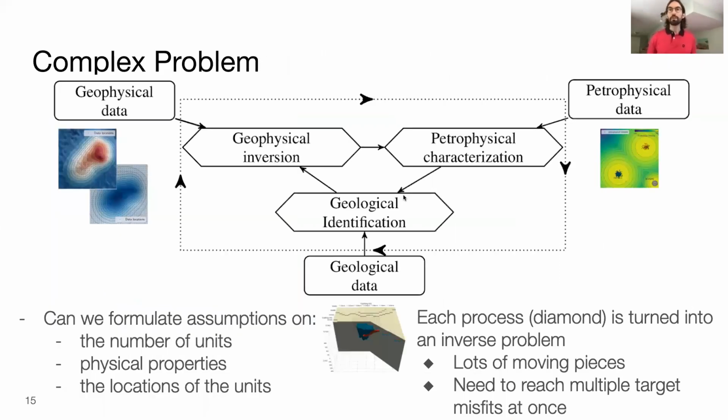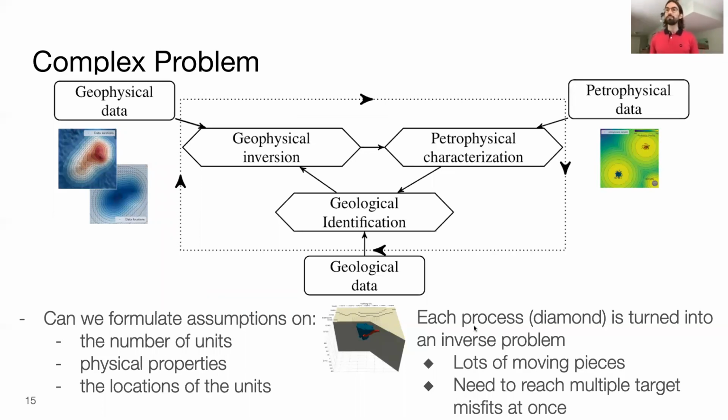So it's quite a complex problem now, because I have geophysical data that I want to invert. I also have petrophysical data I want to include, and I might also have some geological data, for example from boreholes, or relationships between units, etc. And I want to link all of those together, and also be able to formulate assumptions on the number of units or the physical properties if they are not known, etc.